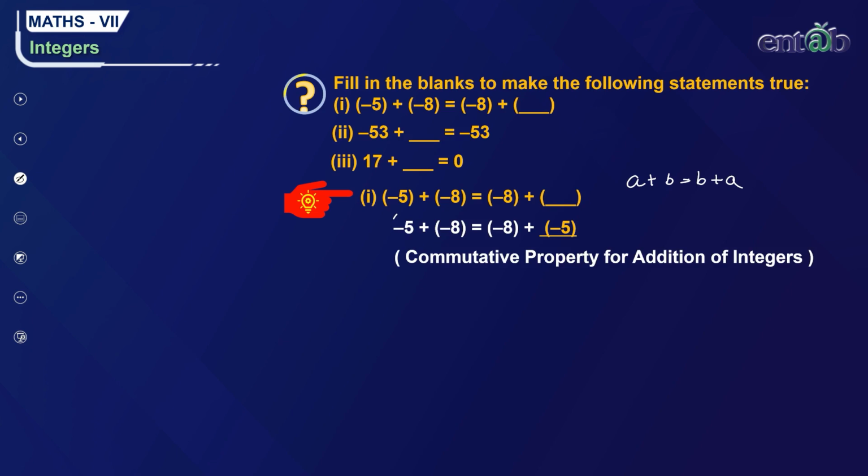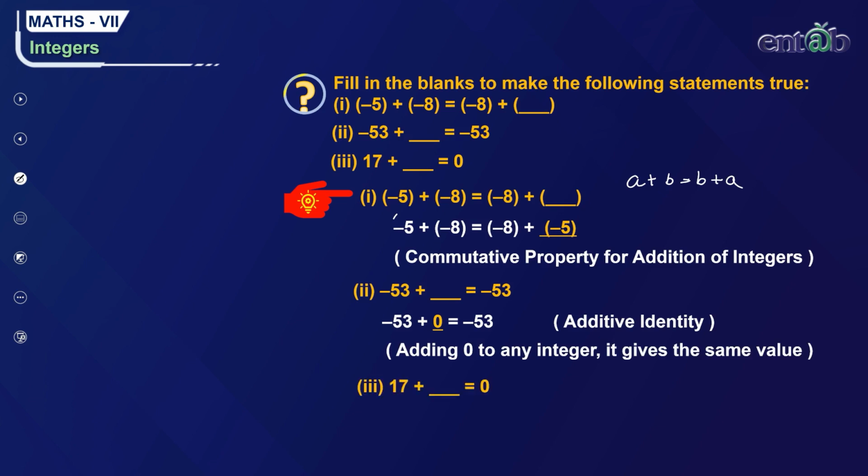Let's look at the next part. Minus 53 plus blank equals minus 53. Which integer added to minus 53 gives the integer itself? Well, 0 is the additive identity for integers. So, if I add 0 here, I get minus 53 plus 0 is equal to minus 53 using the property of additive identity.